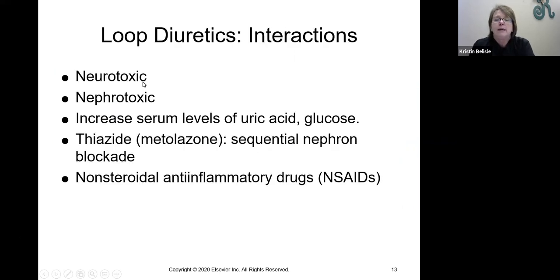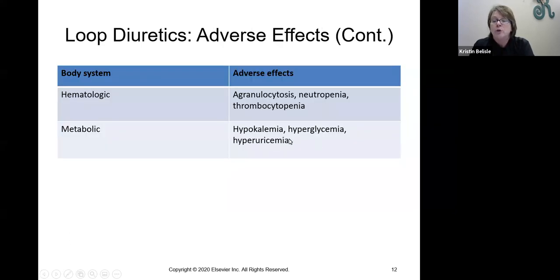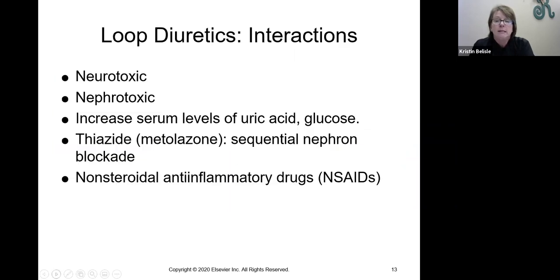There can also be interactions, neurotoxicity, and nephrotoxicity. It can increase serum levels of uric acid. Let me back up. That's what hyperuricemia is: high uric acid. What do we think about an increase in uric acid? We think gout, don't we? We start to think that way. And also an increased serum level of glucose. So it can cause hyperglycemia and high uric acid levels.